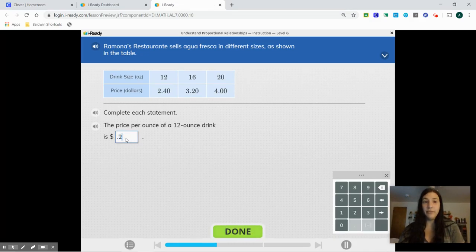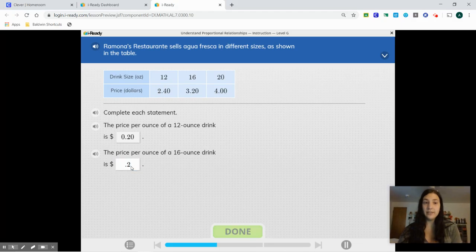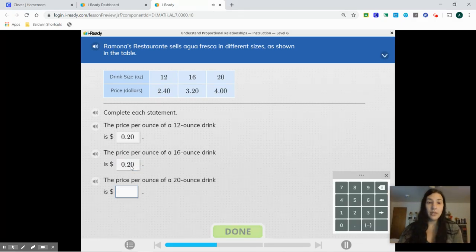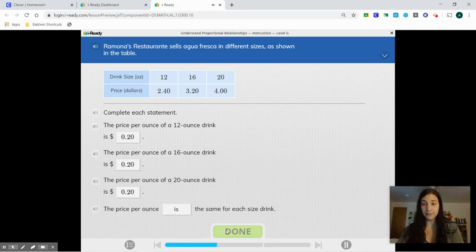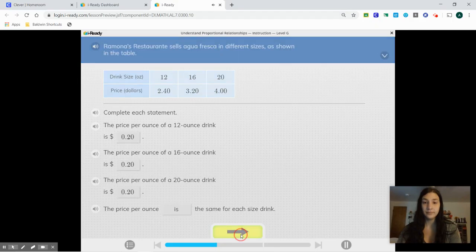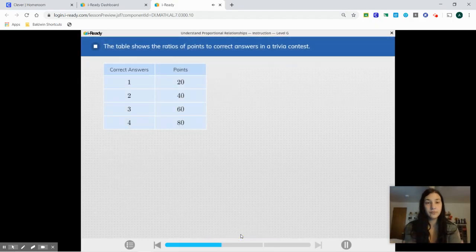2.4 divided by 12 is 20 cents or 2/10. Down here, 3.2 divided by 16 again is 2/10. Make sure you include your decimal point. And then down here again, 2/10 for 20 cents. So they are the same, and it is a proportional relationship. The relationship is proportional. The price per ounce is 20 cents, so the constant of proportionality is 20 hundredths, or 2/10.